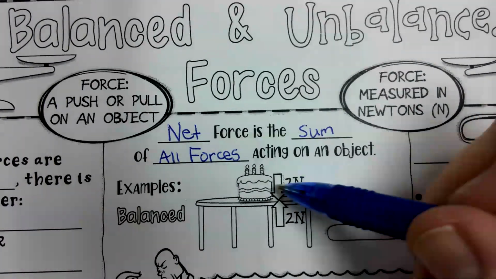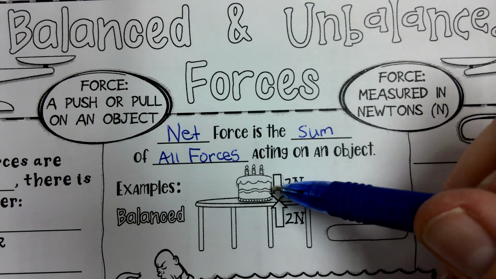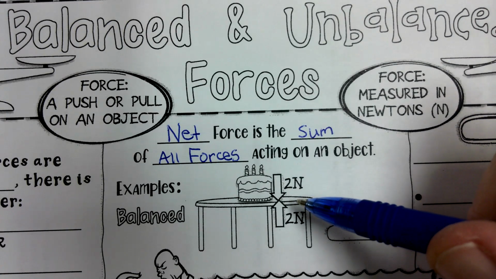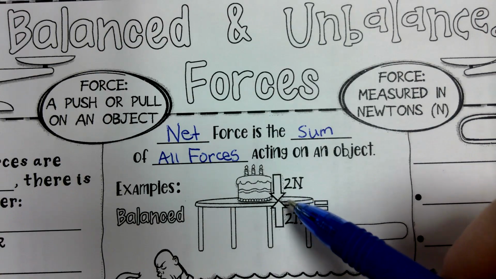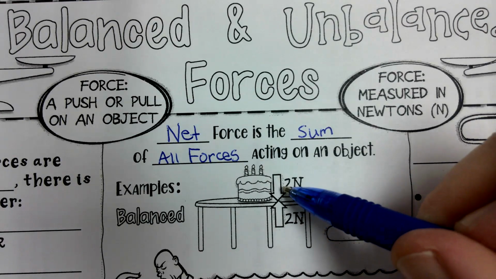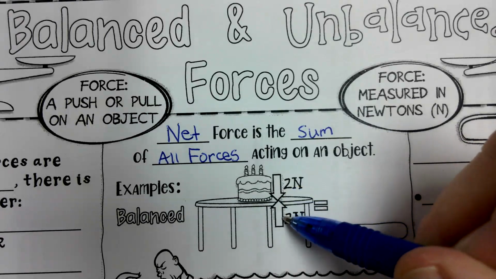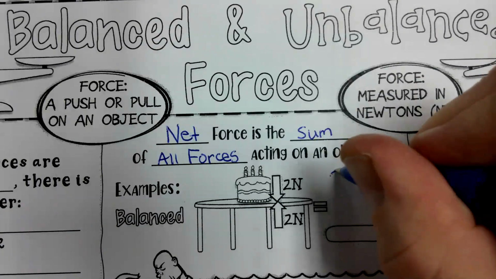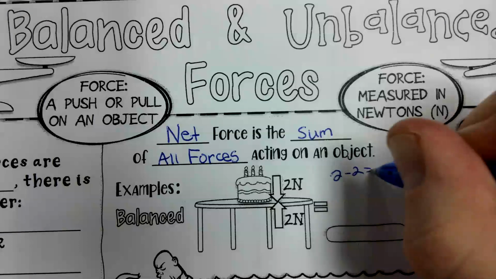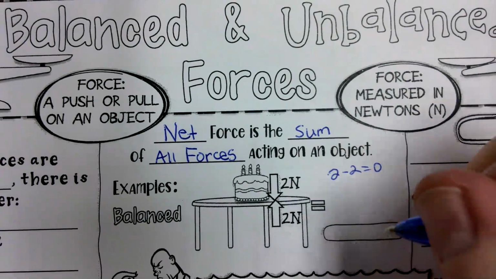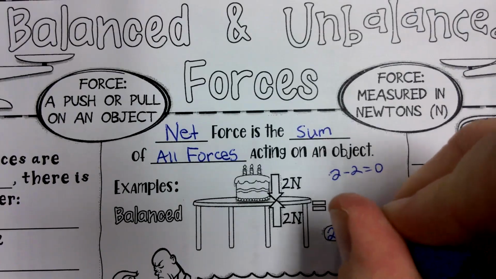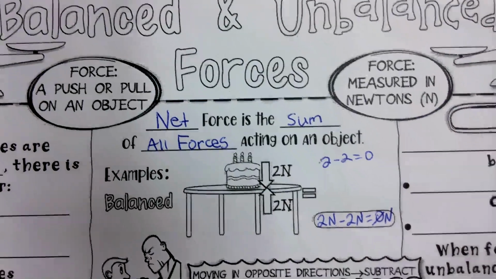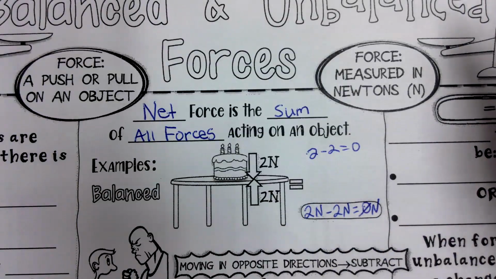If you look at this little example, you'll see that the cake is being pulled down towards the table with gravity with a force of 2 newtons. And the tabletop is pushing up on the cake with the same amount of force, 2 newtons. Remember, when these arrows are in opposition, either left or right or down and up, in order to calculate the net force, you subtract. So 2 minus 2 gives me 0. In the blank here, fill in 2N minus 2N equals 0 newtons. And that's how you calculate the net force of that scenario.